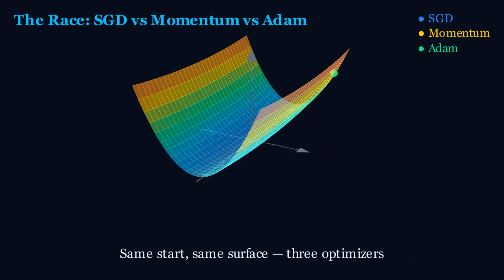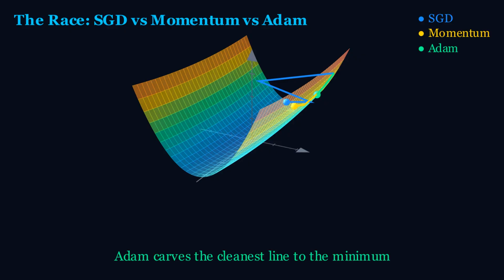Now the moment of truth. 3 balls, the same starting point, the same surface. In blue, plain gradient descent. In gold, momentum. In green, Adam. Watch them go. Gradient descent zigzags and lags behind. Momentum surges down the valley. And Adam carves the cleanest, most direct line to the minimum. Same problem, 3 very different journeys.